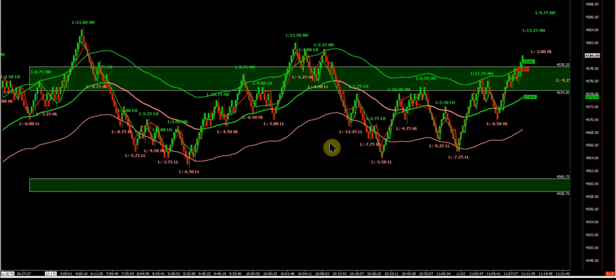So you know that if you look at these, you're making a low here, then a higher low, and another higher low. So it looks like you're starting to get a trend change.